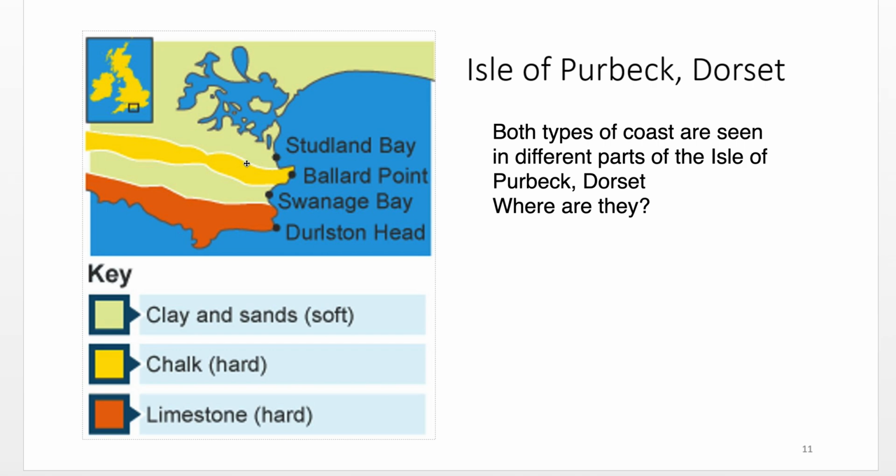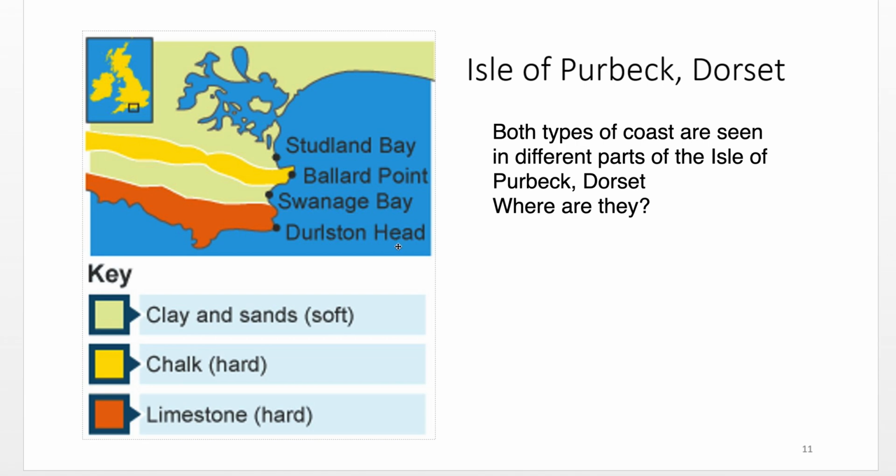This is a discordant example because you see here these rocks in Studland Bay, Ballard Point, Swanage Bay and Dalston Head are running at 90 degrees to the ocean. So they come towards the sea. They're not with the sea, they come towards the sea. Depending on what type of rock you have, when you have these alternating bands of hard and soft, you get typical features. When you have hard rock, you get points, which are bits that stick out, and heads, which are headlands.